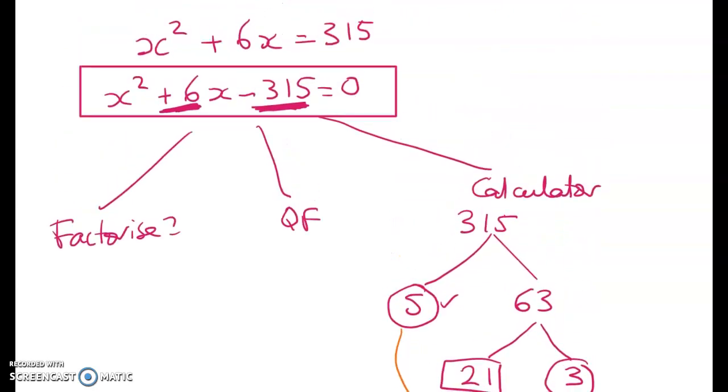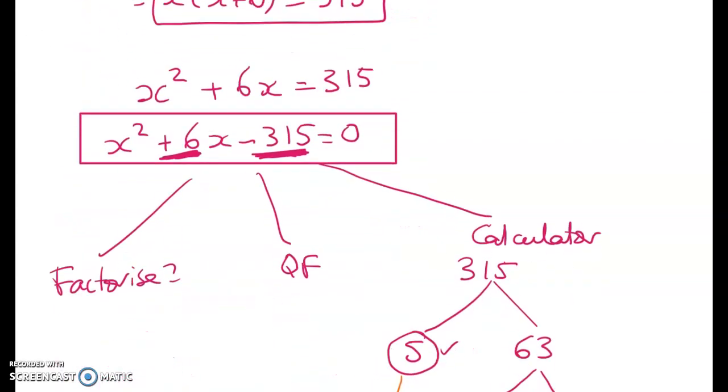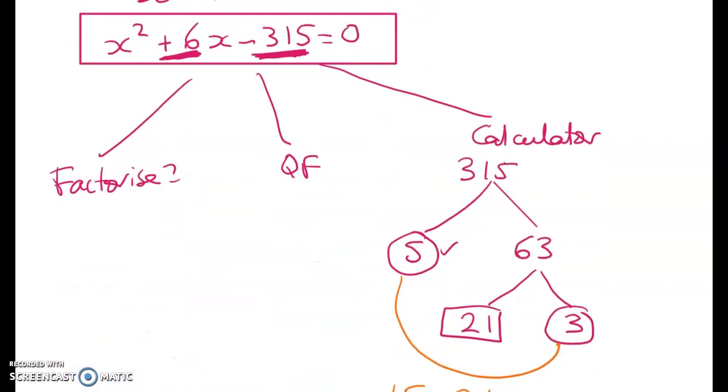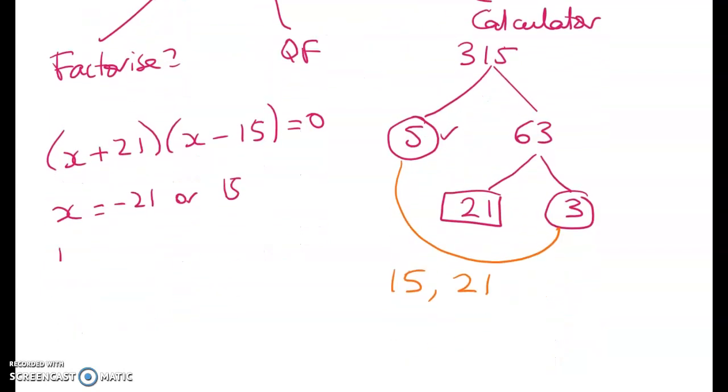So this is an example where I started with an applications problem, and it's come out pretty easily with an equation that's going to factorise. So that's going to be my next step. We'll have x plus 21 times x minus 15 is equal to 0. So x is equal to negative 21 or 15, but we must have x greater than 0 because it's a length.